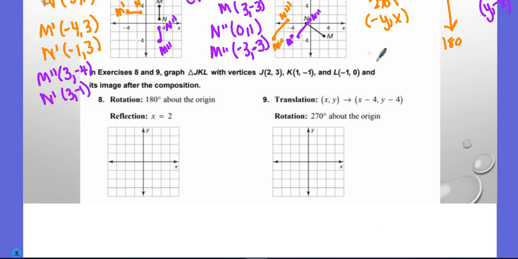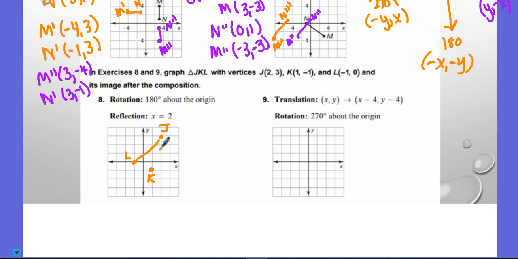It doesn't matter whether it goes clockwise or counterclockwise, but the rule is going to be the same. Take the opposite of x and the opposite of y. Alright, so let me go ahead and plot the pre-image. So 1, 2, 1, 2, 3. 1, -1. So this is J. This is K. And this is L.